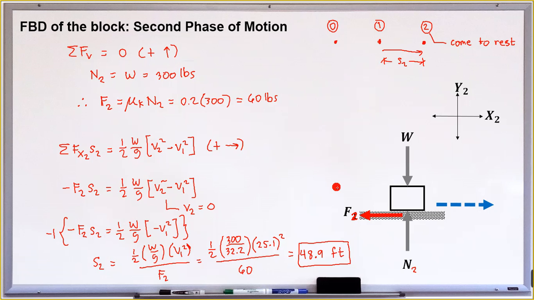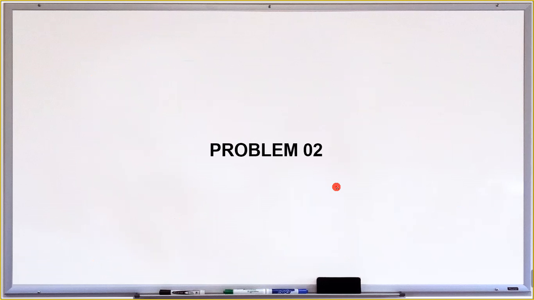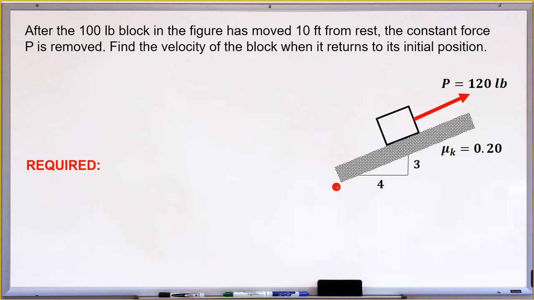Okay? So proceed ta sa second problem. So problem number 2, after the 100 pounds block in the figure has moved 10 feet from rest, the constant force P is removed. So similar lang siya sa atong first problem, but here naka-inclined lang. So find the velocity of the block when it returns to its initial position. Pero ang i-catch kay i-analyze nimo kay ni-return na siya from its initial position. So yun sa kani pag-visualize.